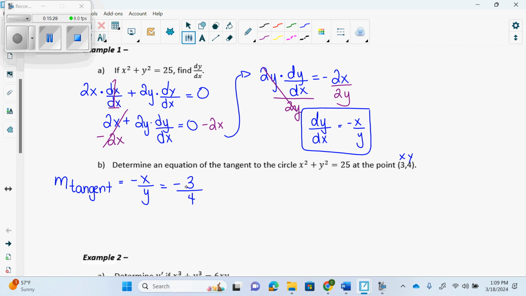Okay, and then our equation is just y minus y1 equals the slope times x minus x1, so y minus 4 equals negative 3 over 4 times x minus 3. Done. Point slope form. So nothing crazy.